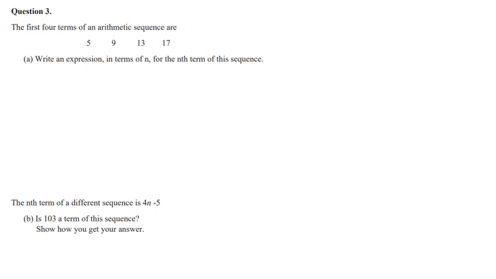So this question, we've got an arithmetic sequence. When it's an arithmetic sequence, that means we're adding on the same number each time to get from one term to the next. So for this sequence, we can see to get from 5 to 9, and then from 9 to 13, and so on, we're adding on 4 each time.